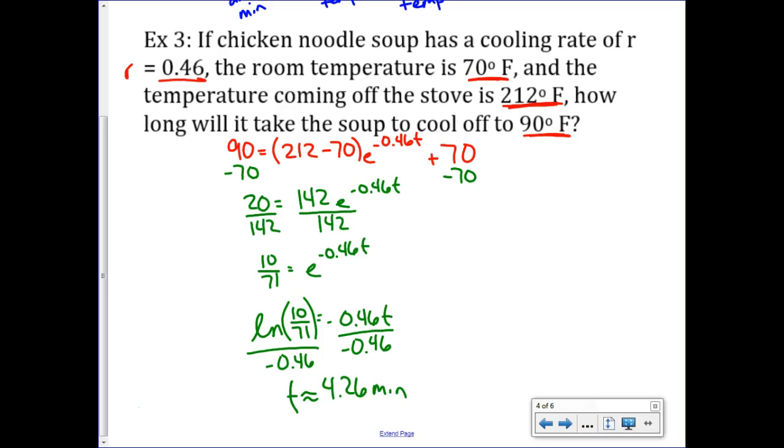So I know that next time you make your chicken noodle soup, you will calculate when it will be the perfect 90-degree temperature coming off of the stove and wait that time until then. I'm sure you will do that.